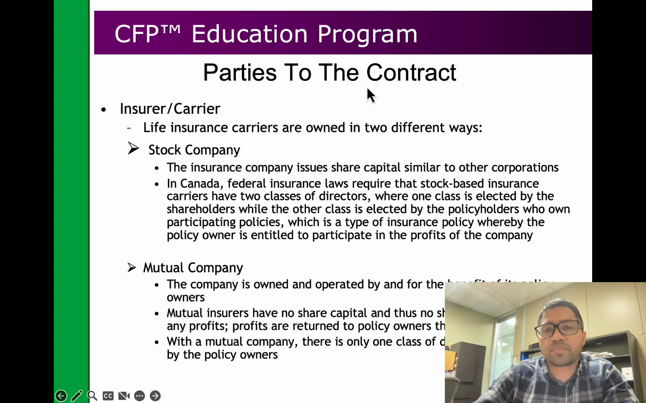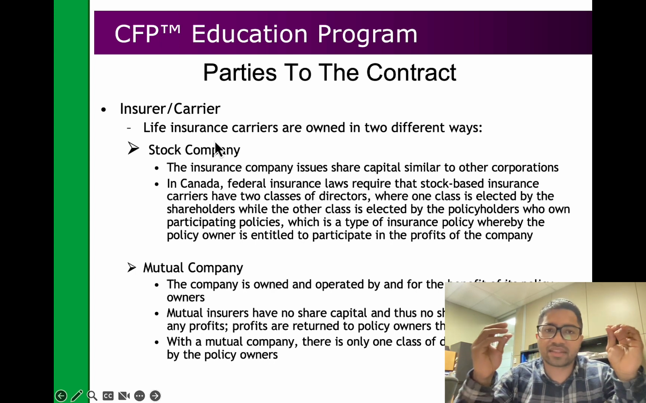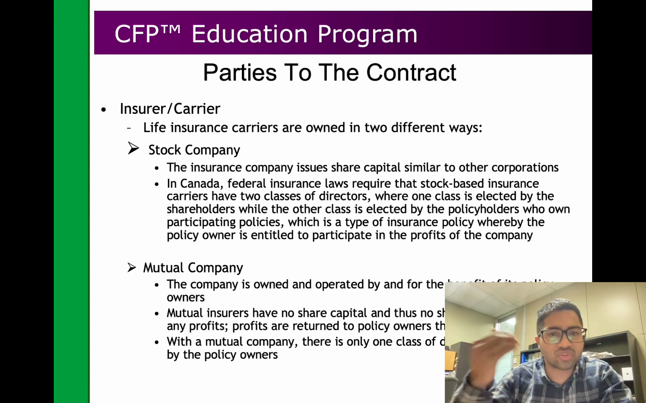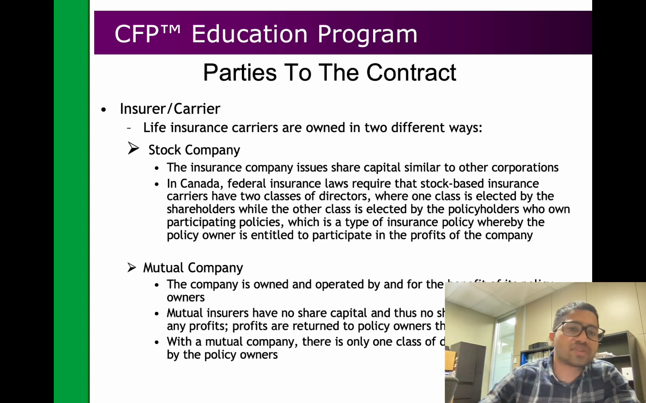Now there are different parties to the contract. There is the insurer or carrier, right? So let's discuss what that is. Life insurance carriers are owned in two different ways. When insurance companies are formed, they can either form as a stock company. Most of the time you will see that they are listed on the stock exchanges. And then there are mutual companies, right? Some credit unions and such are formed as a mutual company.